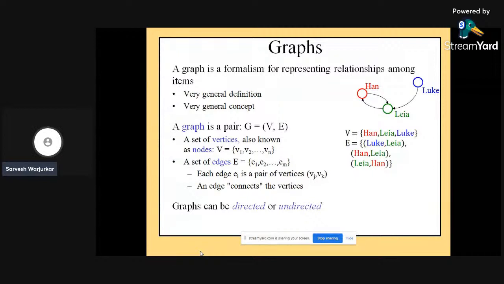An edge connects two vertices. And yes, there are two different types of graph: one is a directed graph and the other is an undirected graph. What is the difference between directed and undirected graphs? In a directed graph, the connecting edges have a direction with them, so it is called directed. If the edges do not have directions, we simply call it an undirected graph.